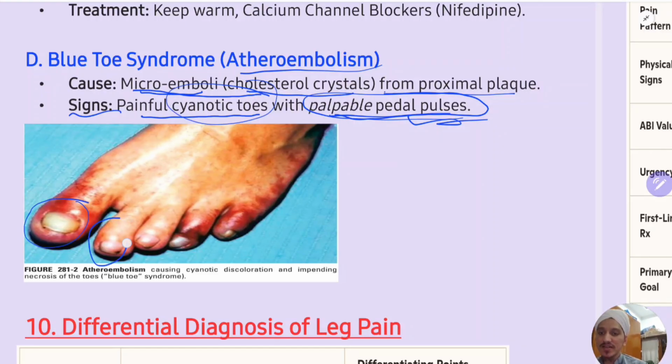See here, this is a picture: cyanotic, bluish discoloration of the toes. But if you palpate the pedal pulses, for example the dorsalis pedis, it will be palpable. So when the dorsalis pedis is palpable and the toes have bluish discoloration, if it is a male, then you can suspect Buerger's disease. If it is a female, you can suspect Raynaud's phenomena. Or otherwise, if it is neither Raynaud's nor Buerger's, then it can be a blue toe syndrome-like condition.